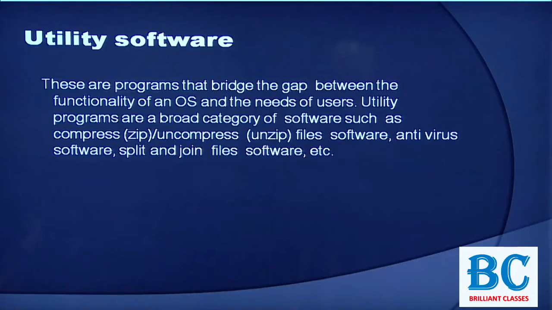Then we have utility software. What are these? These are programs that bridge the gap between the functionality of an OS and the needs of the user. Utility programs are a broad category of software, such as maybe you require to compress a file, uncompress a file, or antivirus software, maybe you want to split or join files. So these types of software are considered utility software.